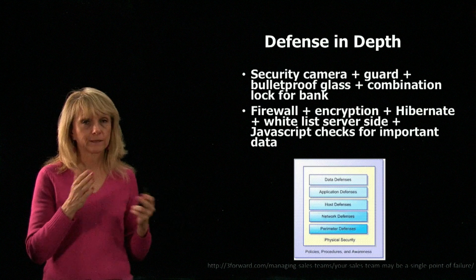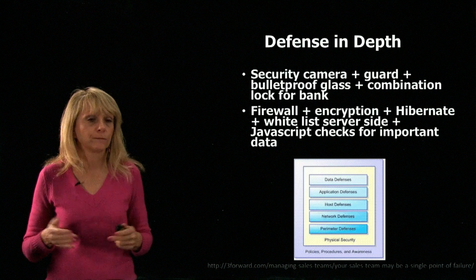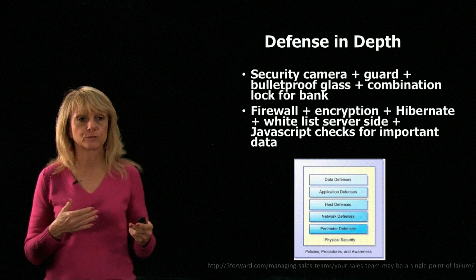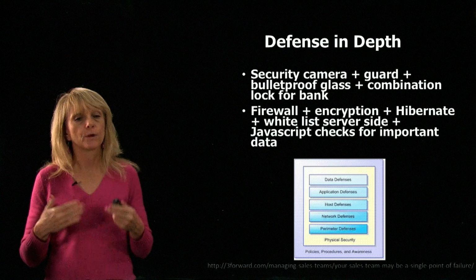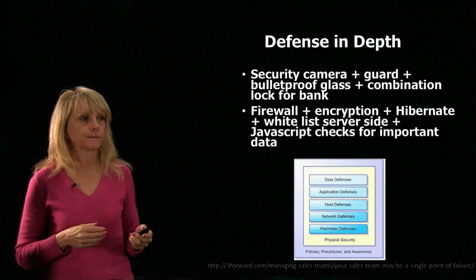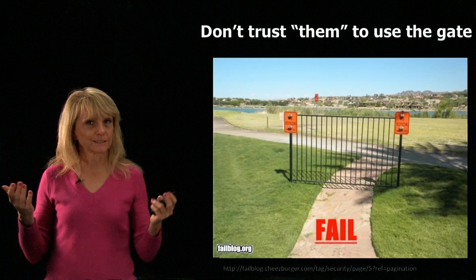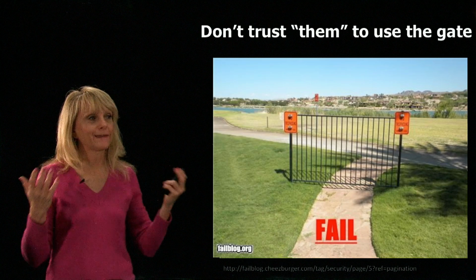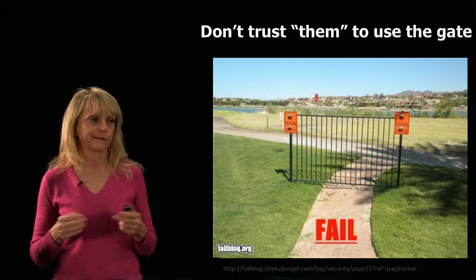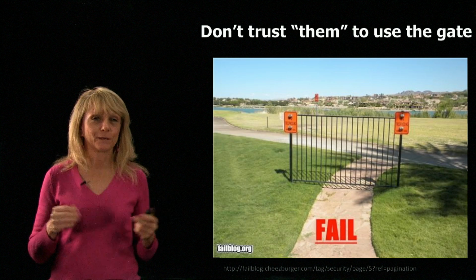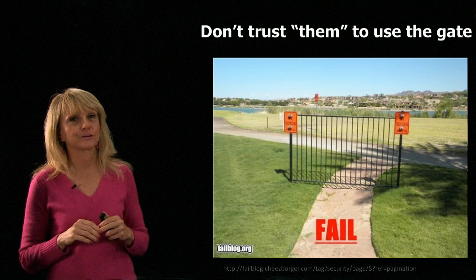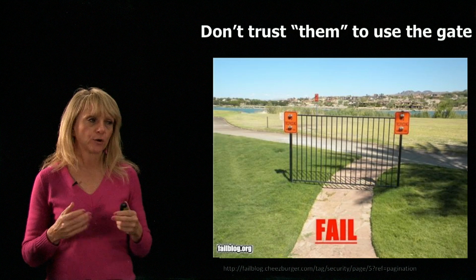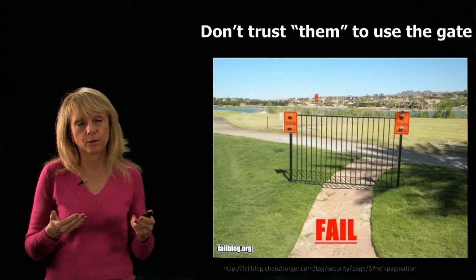And then that's all related to the fact that we don't trust anyone, and we don't even trust our system to protect us from the attackers. So we need to have many layers. So this is just a little funny way. Don't trust them to use the gate. Isn't this a silly thing? Hopefully it really is just a picture, and there was actually not one of these anywhere. But you put up a gate, you're not going to stop anyone.